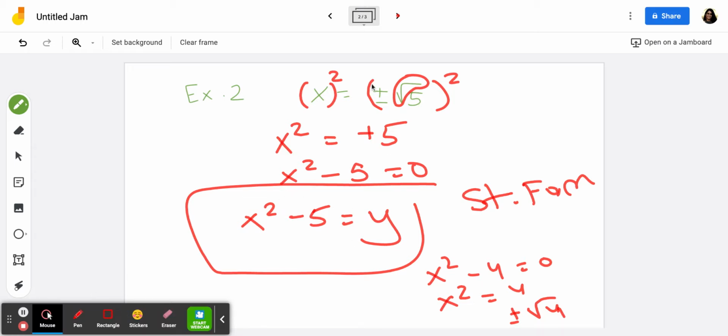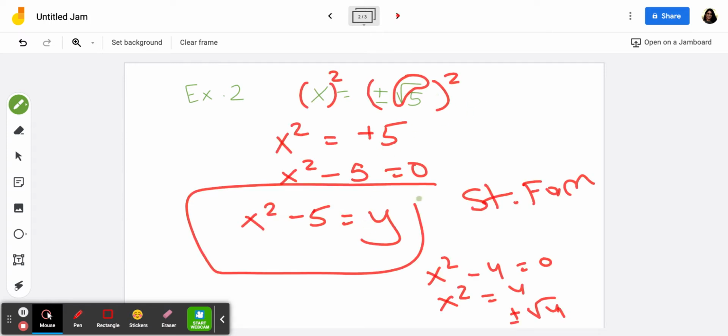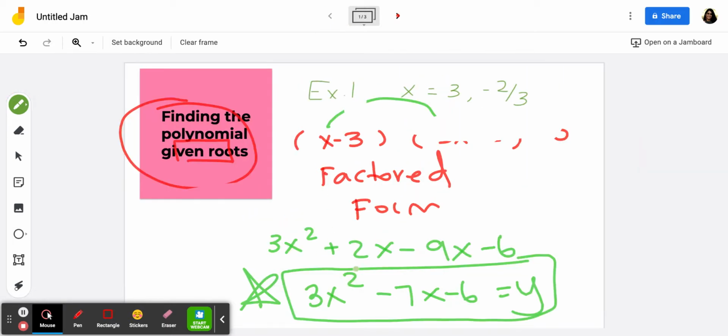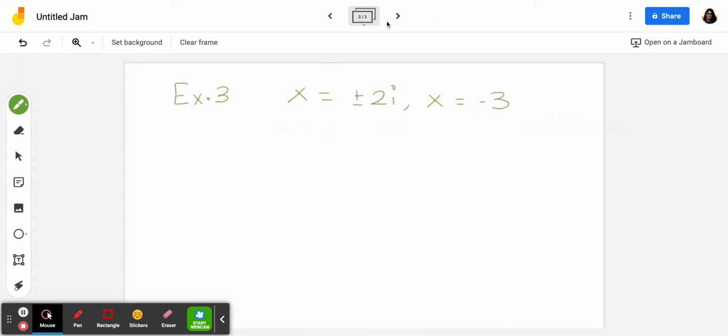Let's try one more example that is with imaginary numbers and not a quadratic. Both of the examples we've done so far had 2 roots, making it a quadratic. Well, what about one where it's not 2 roots? Okay, so example 3, x equals plus or minus 2i and x equals negative 3.